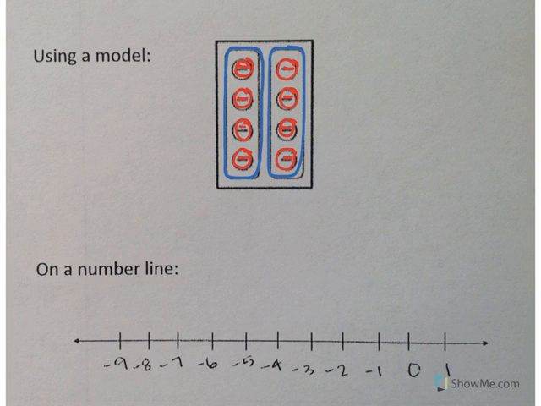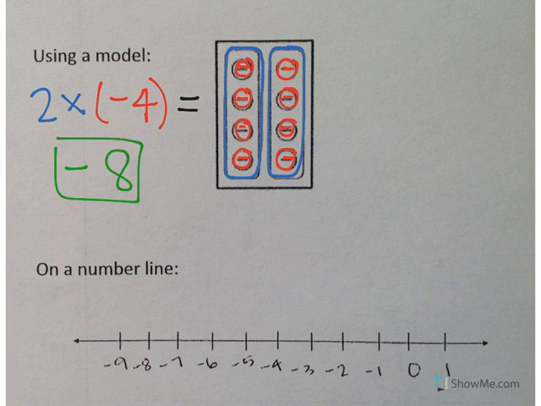So using this model, we could write a multiplication problem. Positive 2, that's the number of groups, times negative 4. That's the number of counters in each group. And the counters represent negative integers, so we write a negative 4. So positive 2 times negative 4 is going to equal negative 8.